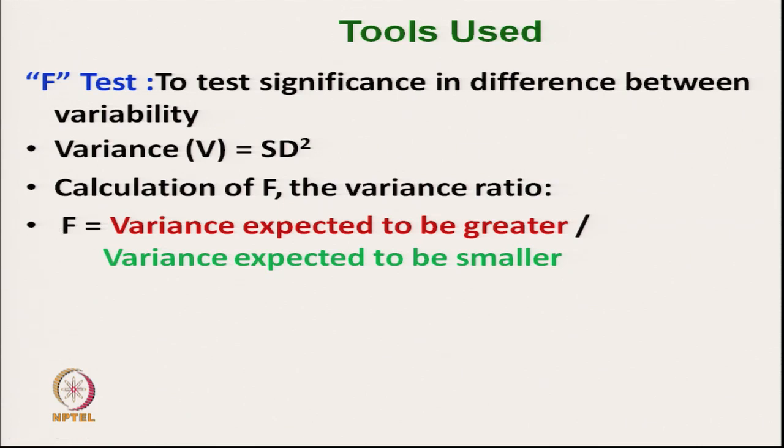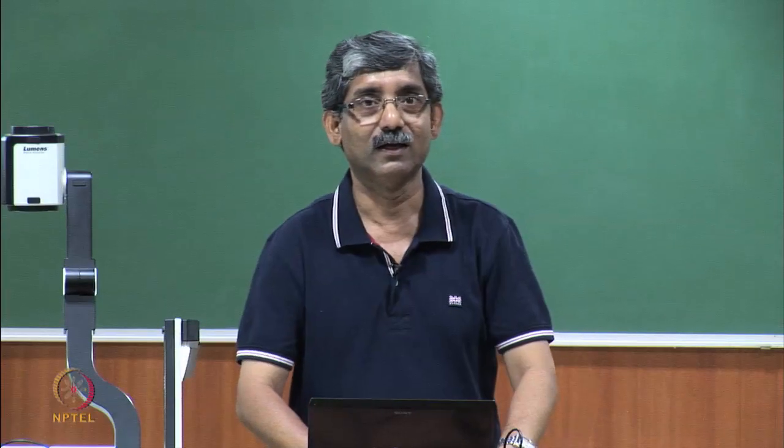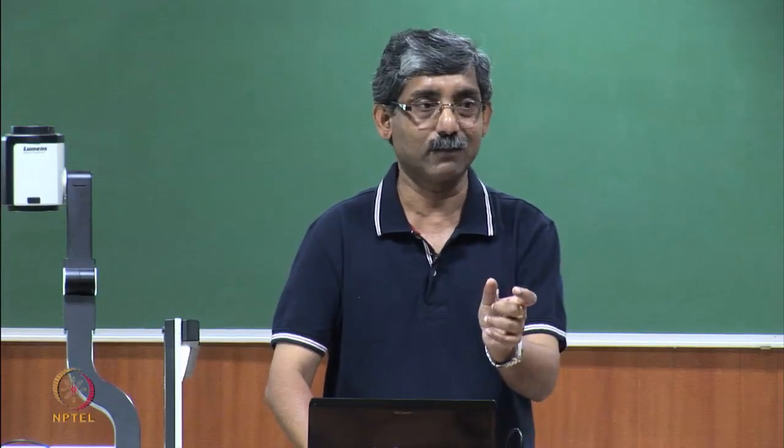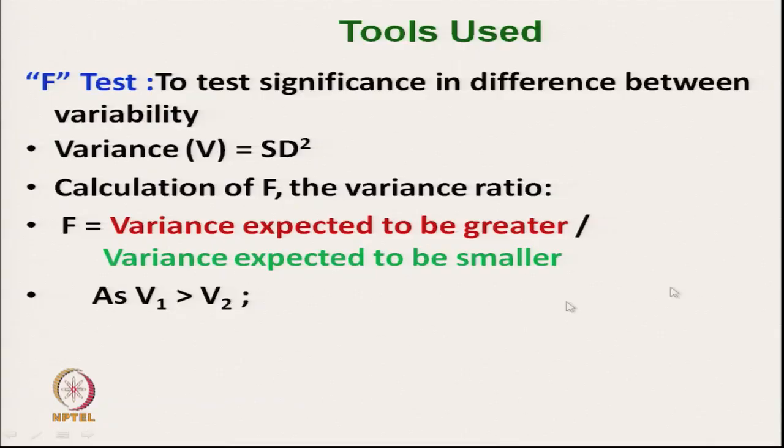So, we have two variance values, V1 and V2. We must know which one is more, and the higher variance value we always call V1. It is a convention that we always take V1 as the higher value, which goes into the numerator. So, V1 is higher than V2. So, what will be the F value? F is V1 by V2. So, this is the F value.